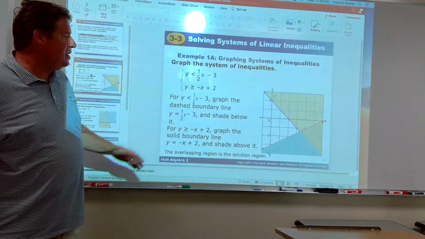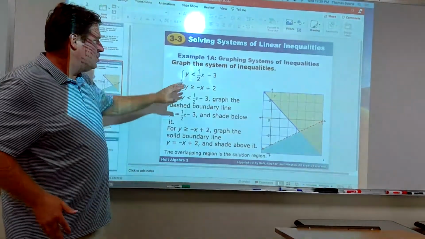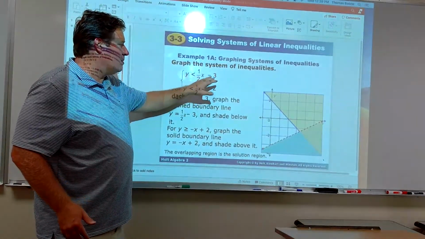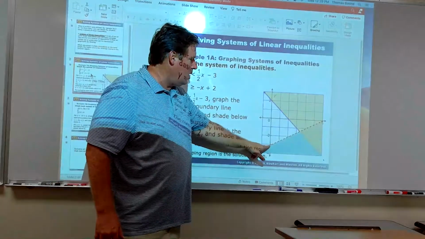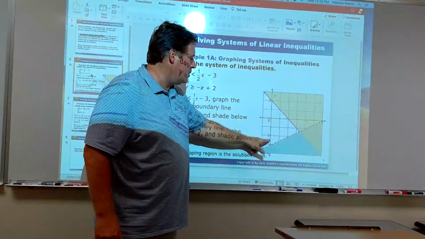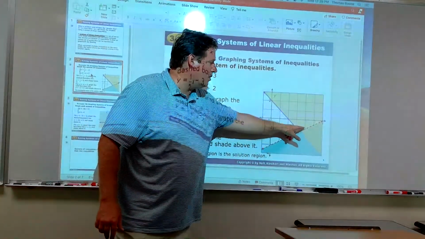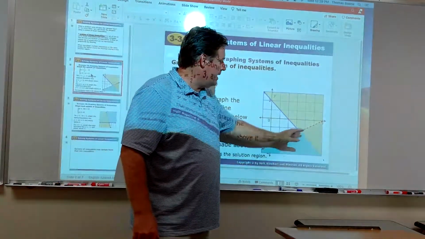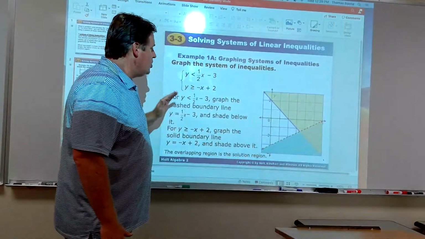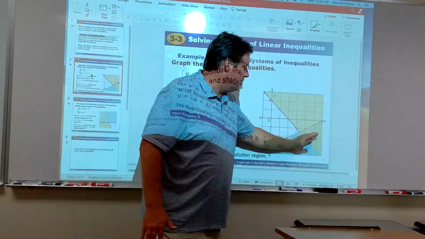So some things that we've done, and you know how to do this. We did y is less than 1/2 x minus 3. And so we had the minus 3, that's the y-intercept, and then the slope was 1/2, so we went up 1 to the right 2, up 1 to the right 2. And again, since it didn't have the equal sign, that's where we put a dotted line. All right, and then we shaded below, so we should be below this line right here.